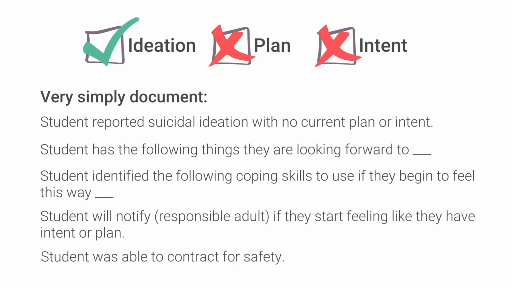If the student reports ideation with no plan or intent, you'll want to again very simply state that the student reported suicidal ideation with no current plan or intent, and the student has the following things they are looking forward to, and then you'll list them out. Then you can say that the student identified the following coping skills if they begin to feel this way, and list them out. And the student will notify blank, and this should be a responsible adult that you fill in the blank with, if they start feeling like they have intent or plan. Student was able to contract for safety.